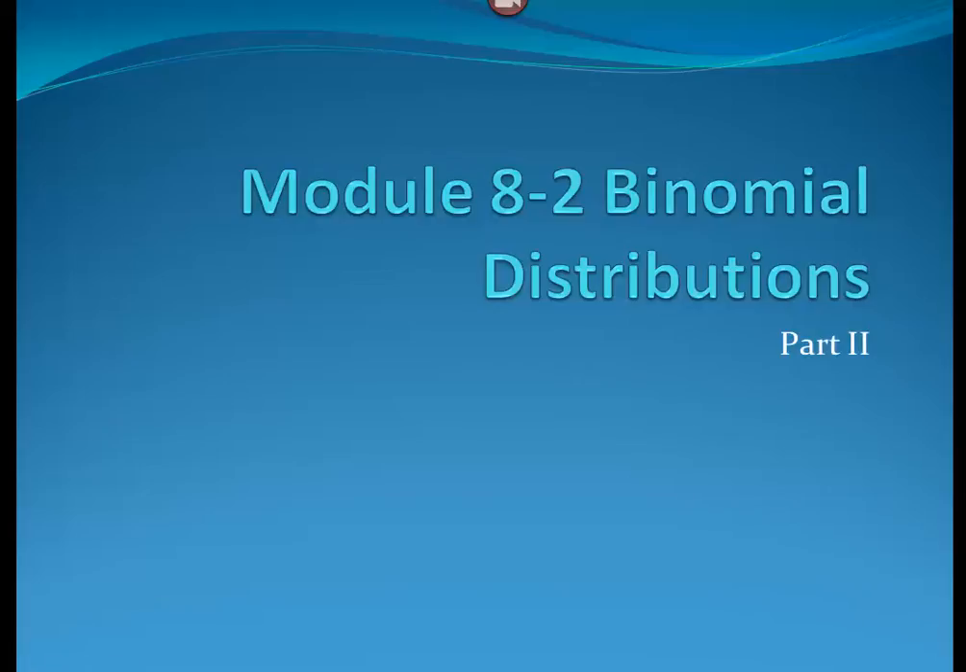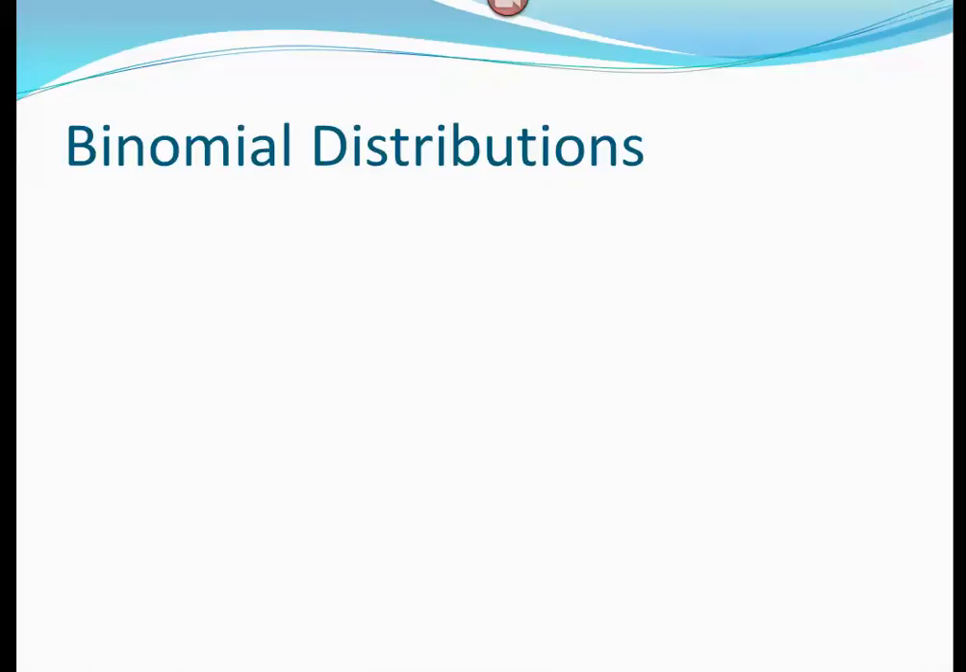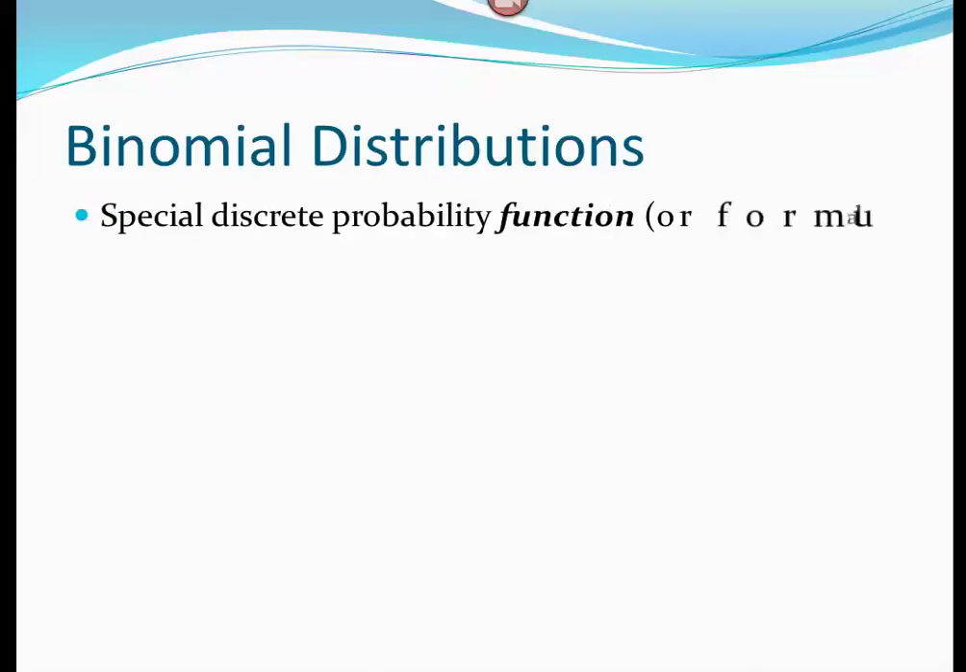Hi, and welcome back to Module 8.2. This is really part 2 of 8.2, and we're going to talk about the topic of a binomial distribution. When we talk about a binomial distribution, we're really talking about a special formula for finding discrete probabilities when we have problems that meet some very specific qualifications. The qualifications must be met in order for this formula really to work for that given situation.